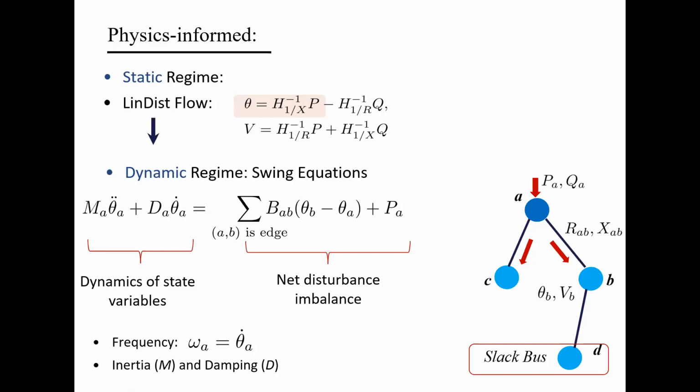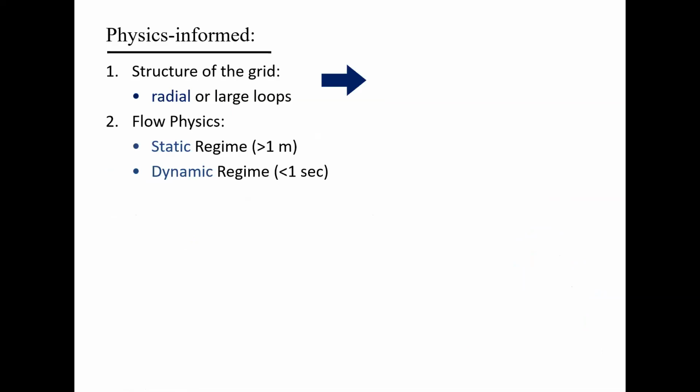So in particular, this dynamic swing equation would represent the temporal dynamics related to nodal frequency or change of frequency at each node. And this is the standard swing equation. These are constants which represent the inertia and damping of the different nodes. So these are the physics in form. So one is the structure, the other is the flow physics. The static regime, where I take just a power flow, you would normally use if samples are coming at greater than 1 minute, and the dynamic regime if it is less than 1 second.